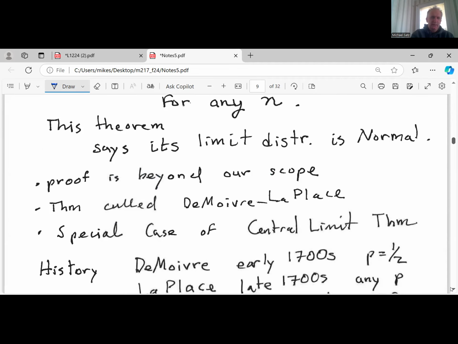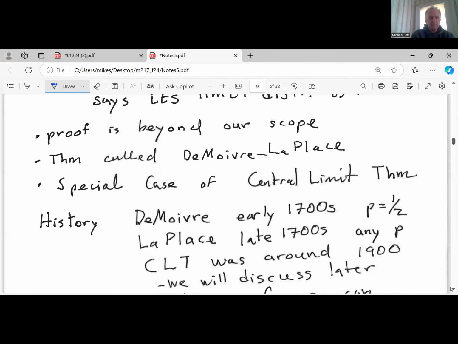So the proof is pretty advanced. It's actually doable for you guys, especially for the basic case, but it would take time. So if you want to do it as a special project with me, we can do it. Okay, it's called the de Moivre-Laplace theorem. Abraham de Moivre was early 1700s. He did it for p equals a half. He gave a proof. I've never actually read his proof, but that was true. Very early, which is cool.